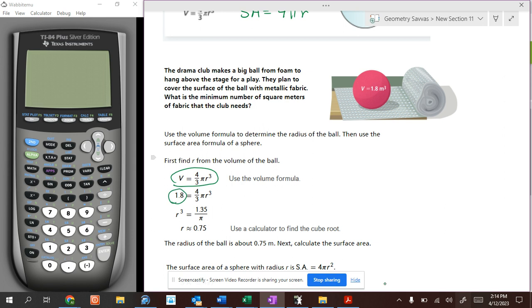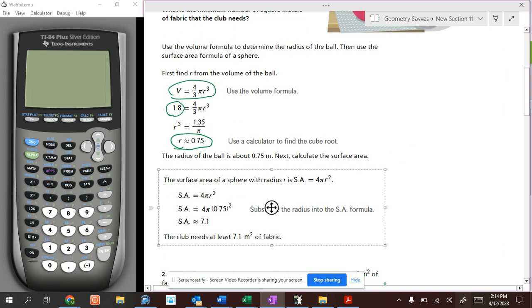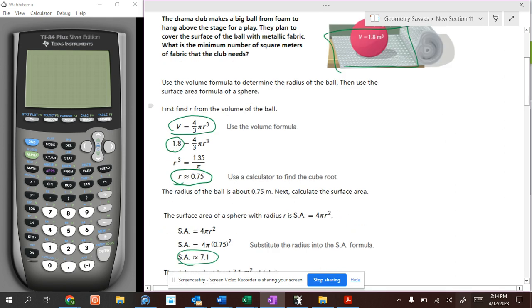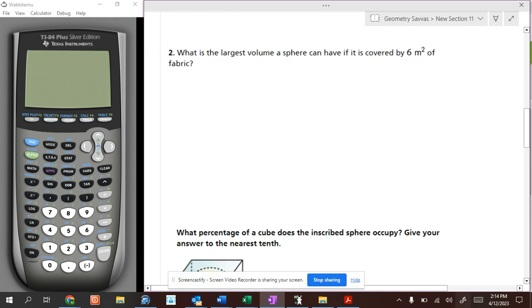So multiply by 3/4 and divide by pi on each side, and r equals 0.75. That's what the radius is. Then you plug it into the surface area formula. Surface area is 4 pi r squared, so 4 pi times 0.75 squared. Do the math on your calculator, you get 7.1. So they need 7.1 square meters of this fabric to cover the ball. Easy peasy lemon squeezy. And you're going, what? Well, let's do this once, and we'll make it work.